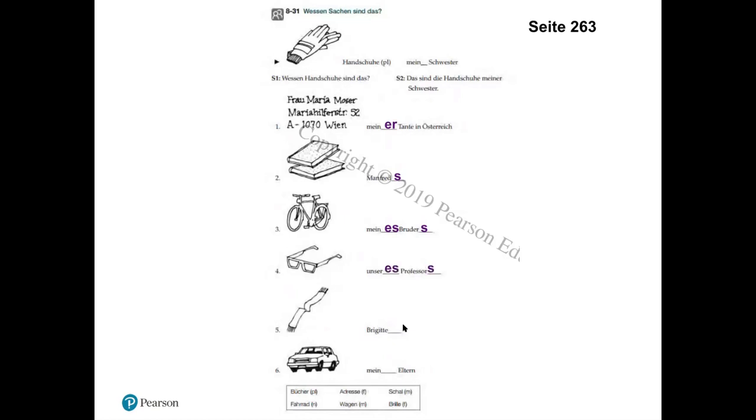unseres Professors, if we want to have a masculine professor. And since they did have professor, that would be masculine. If you wanted to say it's your female professor's glasses, you would say unserer Professorin. So das ist die Brille unserer Professorin. Und wessen Schal ist das? Das ist Brigittes Schal. Again, it's just one person, so we just tack on an S. Und wessen Wagen ist das? Das ist der Wagen meiner Eltern. It's my parents' car.